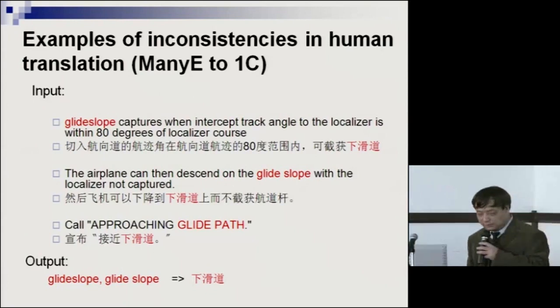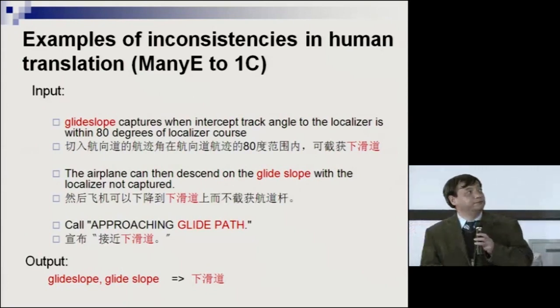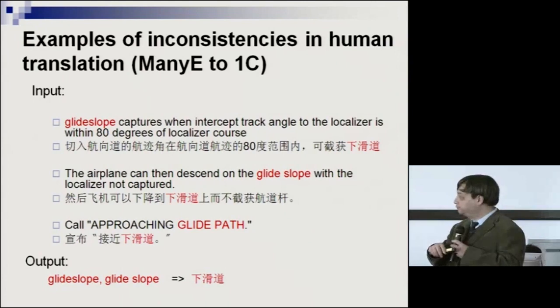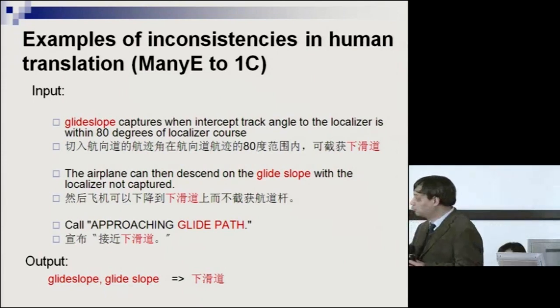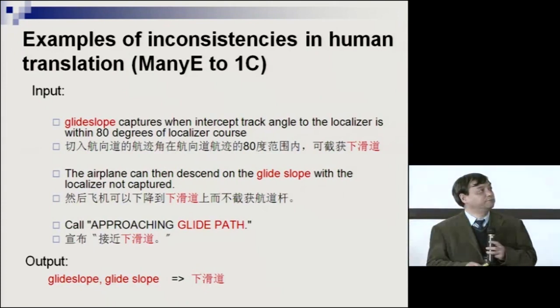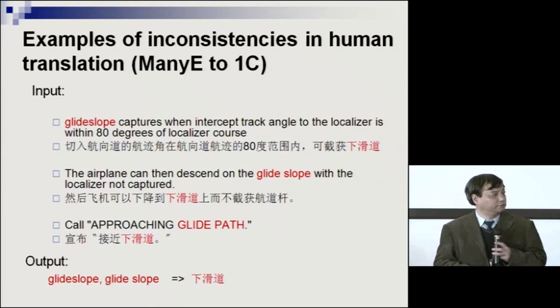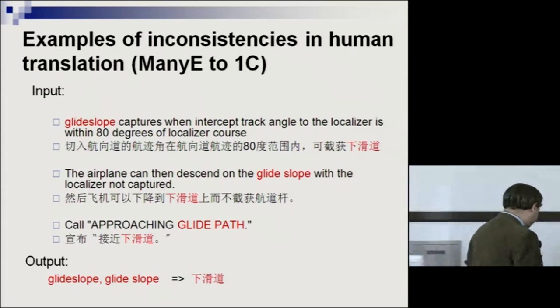Some interesting things we can find. Because this is an operation manual, for how to fly the aircraft, the translation quality should be very high, but we still find some inconsistency. For example, there are multiple English terms to one Chinese term. For example, glide slope to Xiahuadao: two English terms map to one Chinese term.